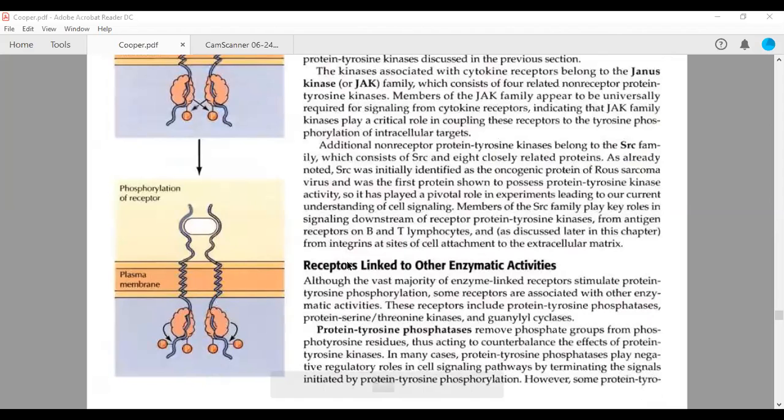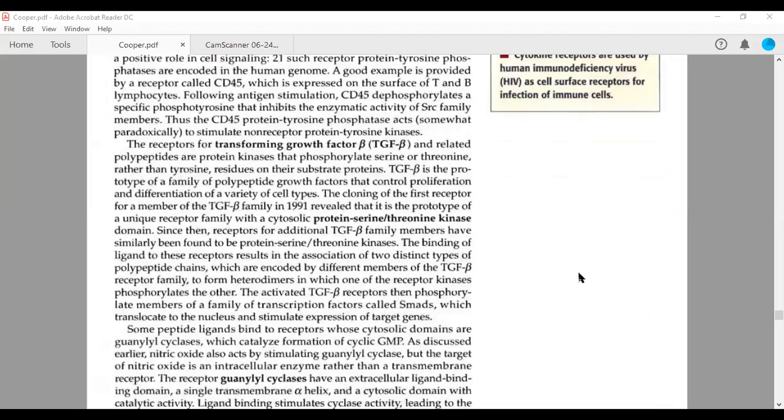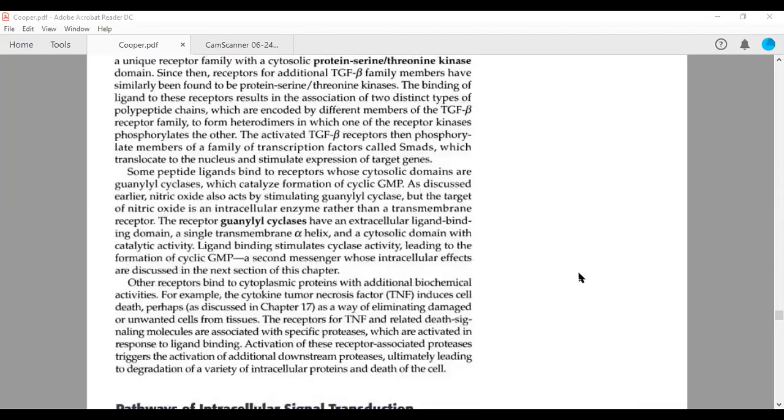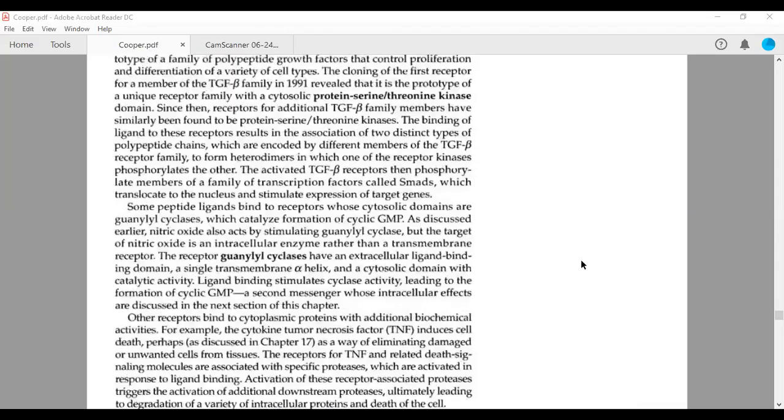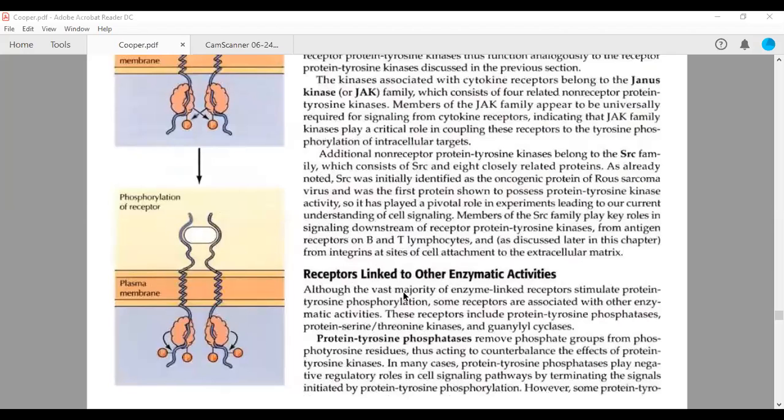Now, there are some receptors which are linked to other enzymatic activities, so we need to discuss these also. Although the vast majority of enzyme-linked receptors stimulate protein tyrosine phosphorylation, some receptors are associated with other enzymatic activities. These include protein tyrosine phosphatases.